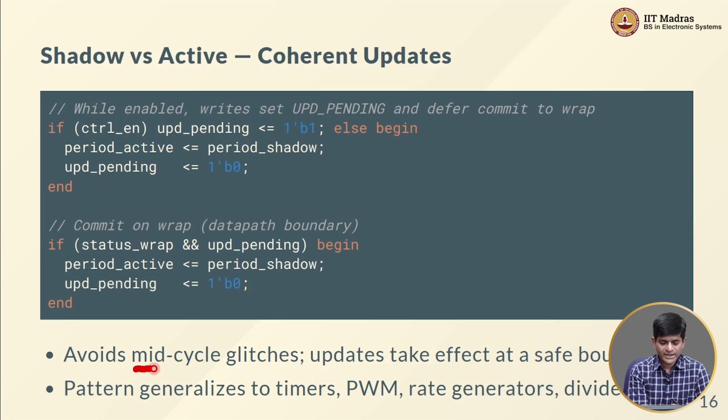So, it avoids what are called mid-cycle glitches. You have some kind of thing that takes many clock cycles to finish. In the middle of that, you do not want it to suddenly change its behavior. The updates take effect at a safe boundary, that is to say, once I have wrapped around and gone back to 0, I know that it is safe to change the period and the duty cycle. And this pattern is a very useful one. It generalizes to timers, pulse width modulators, rate generators, dividers, many things that operate over multiple clock cycles.